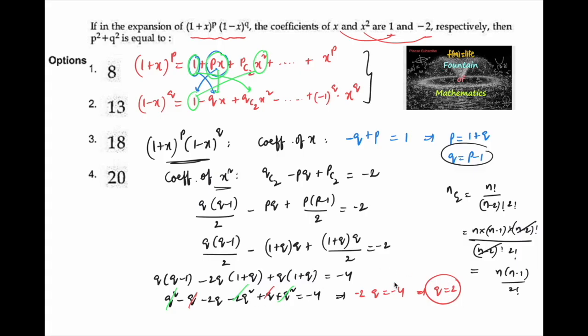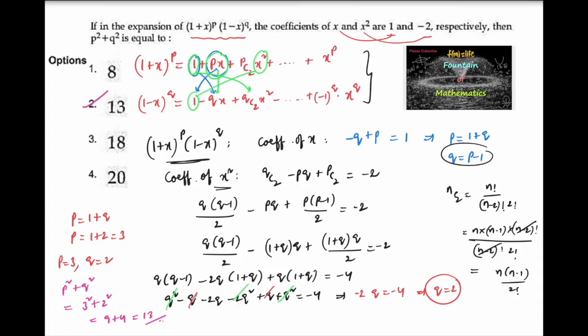So we got the value of q is 2, and now p is equal to 1 plus q, that is 1 plus 2, which is equal to 3. So we got p value is 3 and q value is 2. And now we need to find p square plus q square, which is equal to 3 square plus 2 square, which is 9 plus 4, which is equal to 13. So 13 is the answer, which is option B.